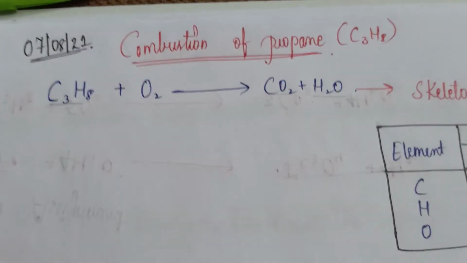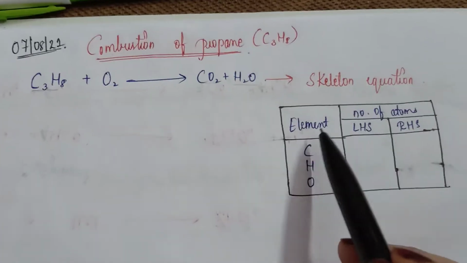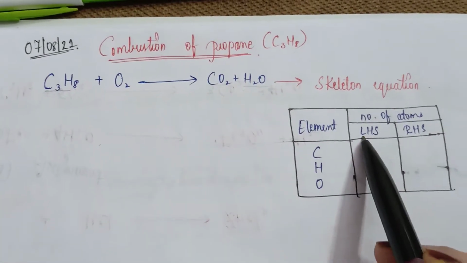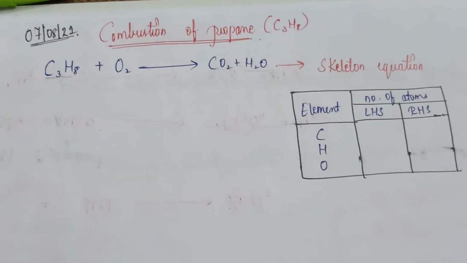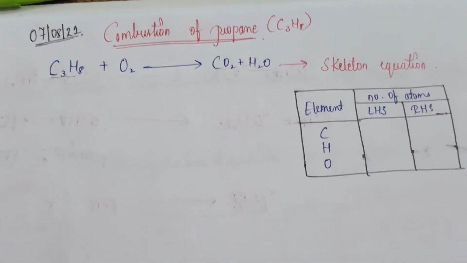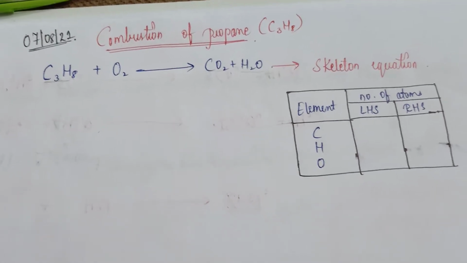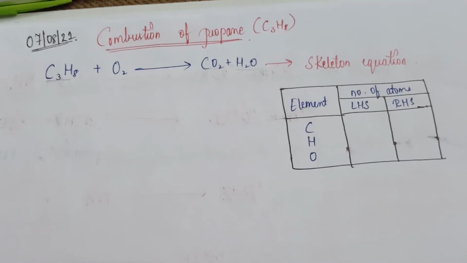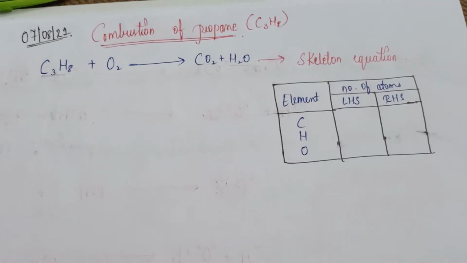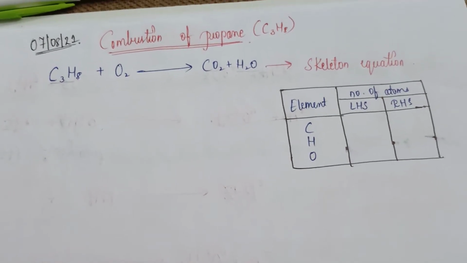So let us balance this equation. First of all, draw a table presenting the elements and number of atoms, with a left hand side and a right hand side. Students, be careful and listen carefully so that you can understand, because it is very essential. The balancing of equations is very important in your higher studies, in your 10th and in your intermediate also. It is very important in physics as well as in chemistry in your higher studies, students.